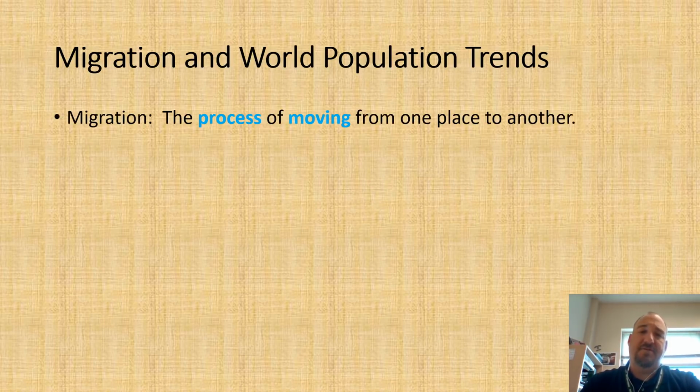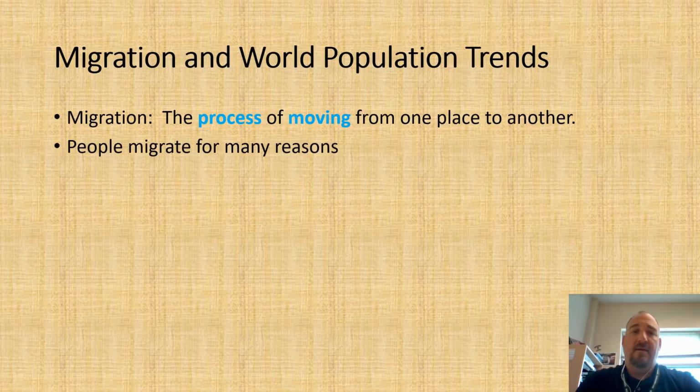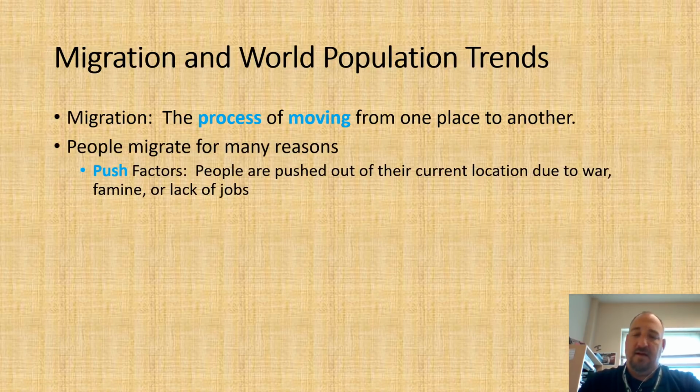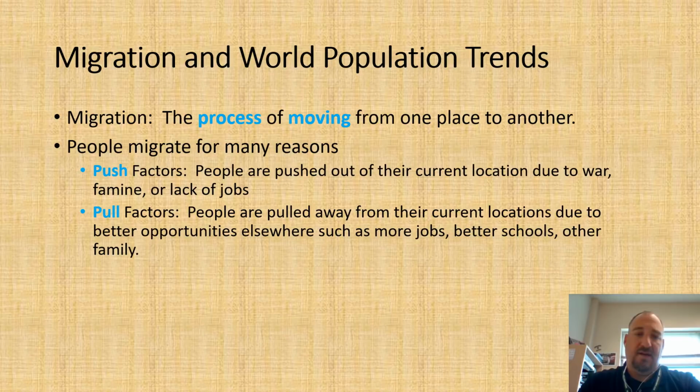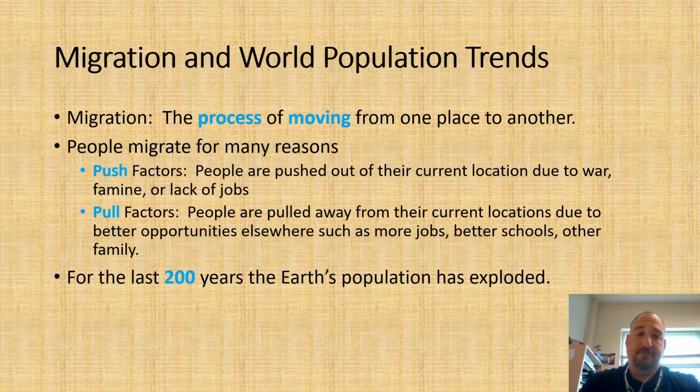Migration and population trends. Migration is the process of moving from one place to another. People migrate for many reasons. We categorize them in two categories. Push factors. People are pushed out of their current location due to things like war, famine, or lack of jobs. And then pull factors. People are pulled away from where they're currently living due to better opportunities elsewhere. Things like jobs, better schools, maybe other families live there.